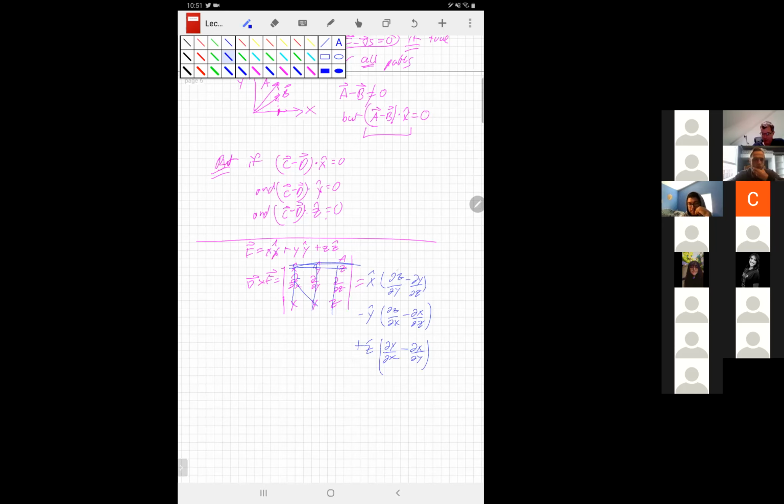Sure enough here, the derivative of z with respect to y is 0. z doesn't depend on y. The derivative of y with respect to z is 0. Similar here, similar here, similar here, similar here. Boom, the whole thing's 0. That's all I'm saying.